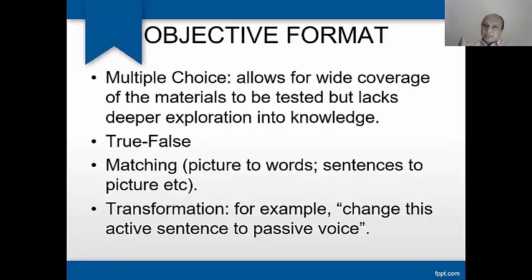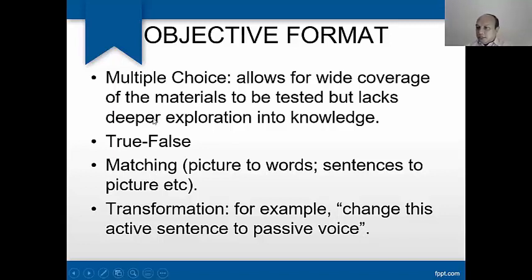Another weakness is that multiple choice is not very easy to construct. It's not very easy to create. You have to spend hours to come up with the stem and the distractors, the options. And that takes time, that takes effort, that takes expertise in constructing a multiple choice test.